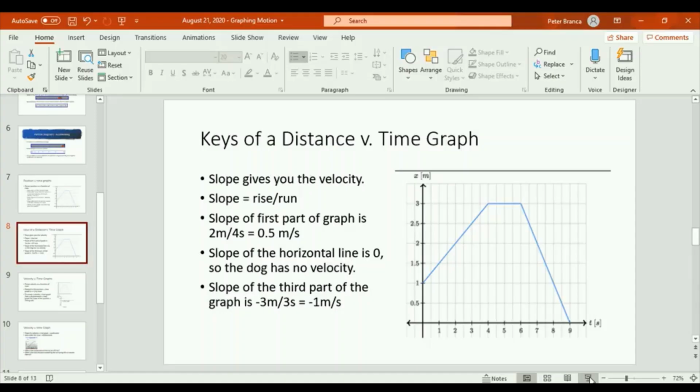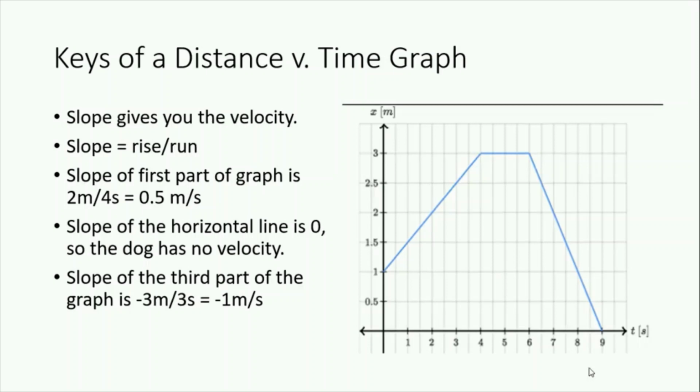Hey, welcome back to part 2 of our distance versus time graphs. Okay, we were talking about the keys of a distance versus time graph. So the biggest key is this very first bullet point. The slope of the distance versus time graph will give you the velocity. So slope is simply the rise over run, just like what you have done in your math class to get slope.